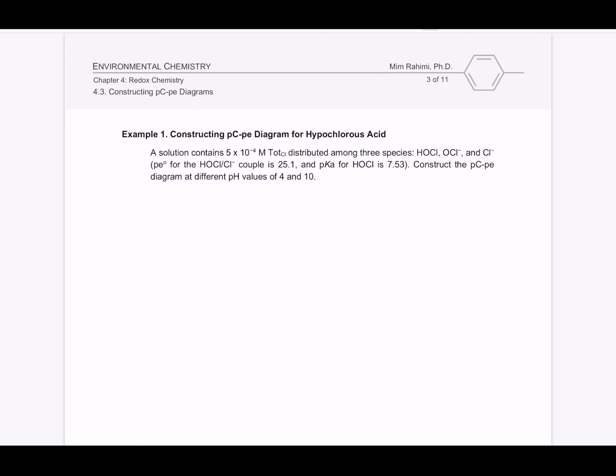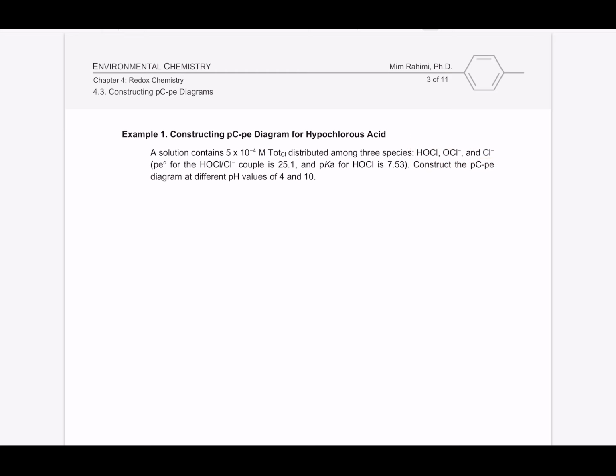Here we have a solution that contains 5 times 10 to the minus 4 total Cl, any Cl, any ClO4, distributed among 3 species. So these are the 3.